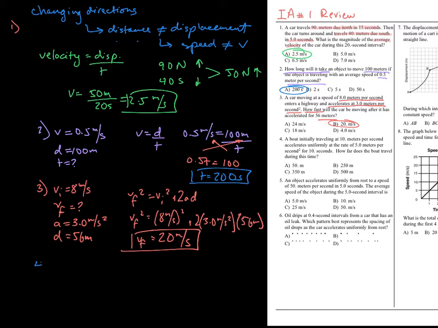Alright, number 4. A boat initially traveling at 10 meters per second accelerates uniformly at the rate of 5 meters per second squared for 10 seconds. How far does it travel? Distance is unknown. Meters per second is a unit for velocity, and it's initially 10 meters per second. It accelerates at the rate of 5 meters per second squared for 10 seconds.